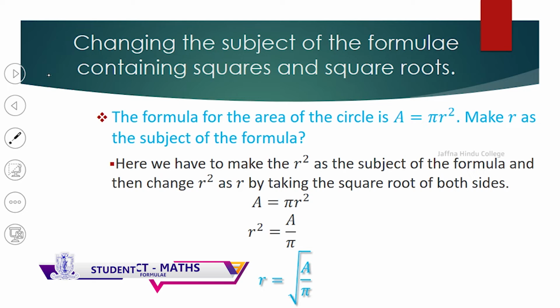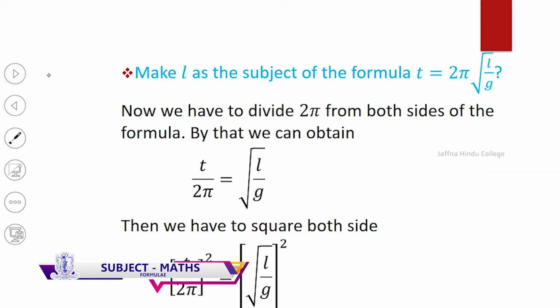By taking the square root of both sides, we obtain the answer r is equal to root A over pi, with r as the subject. And let's look into another example.